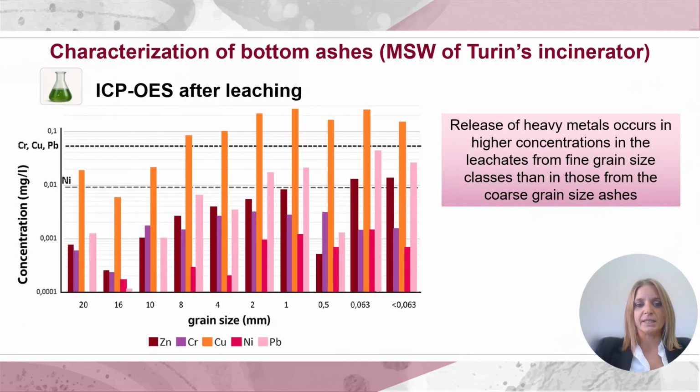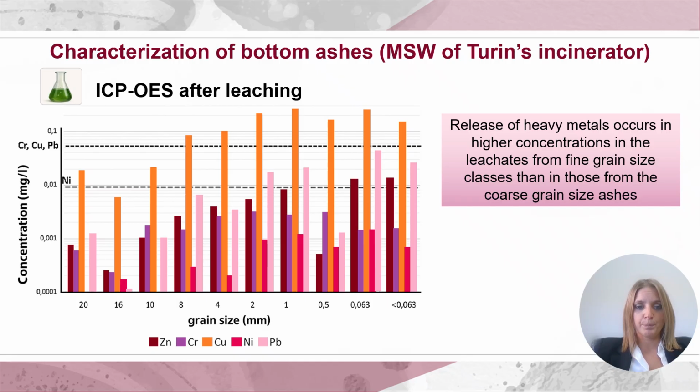Here we have the result of the ICP analysis that confirms a clear grain size effect. You can see that fine fractions release much higher concentrations of zinc, copper, nickel, and lead. Copper is the most critical for sure, because it slightly exceeds the legal reuse threshold of 0.05 milligrams per liter, while the other metals remain below limits, but in any case they show the same decreasing trend with grain size.